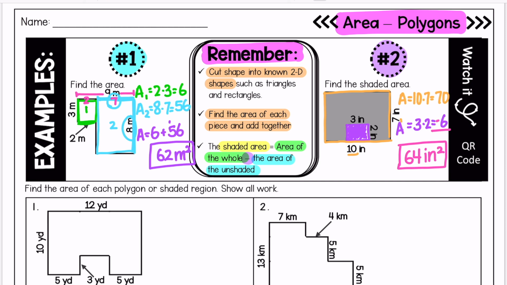I hope that this video has helped you to understand how to find the area of polygons, cutting it into various shapes, as well as finding the area of the shaded region. I hope it will help you to complete the rest of the worksheet, and I look forward to seeing you again in another video. Bye for now.